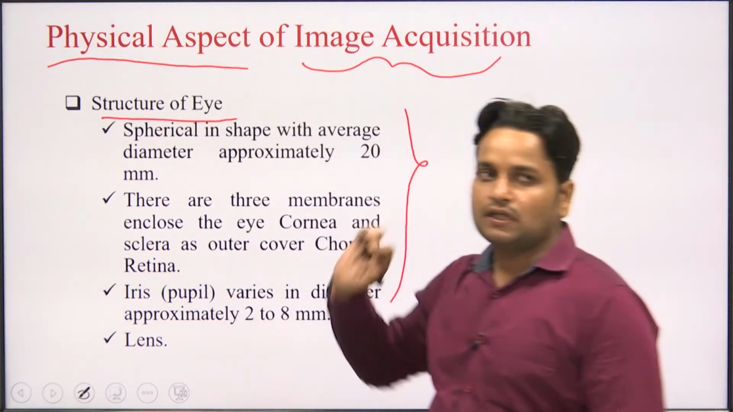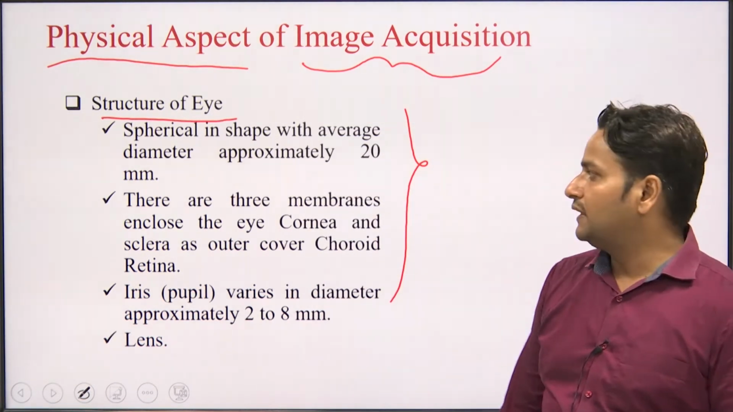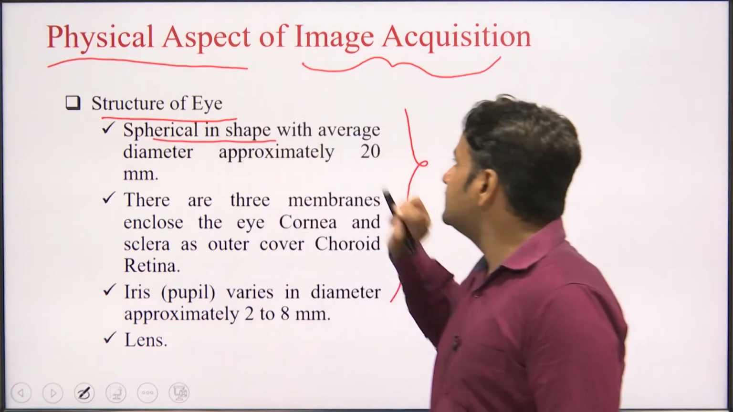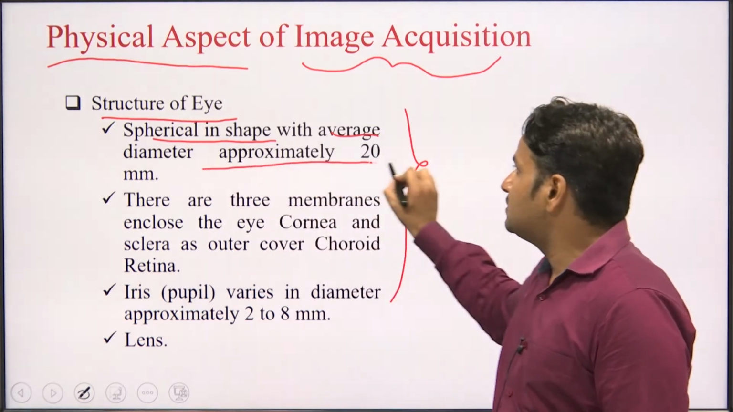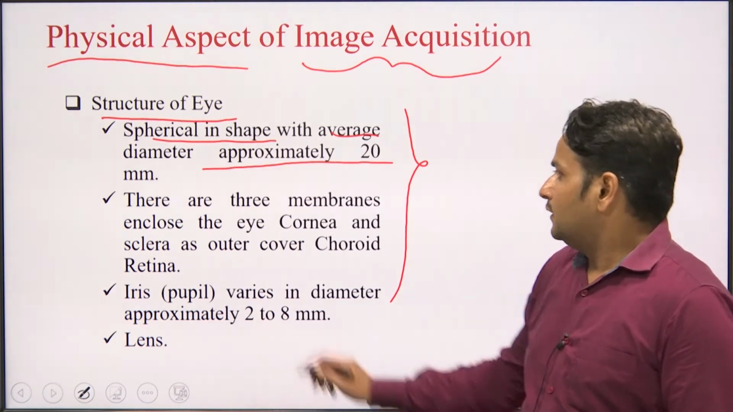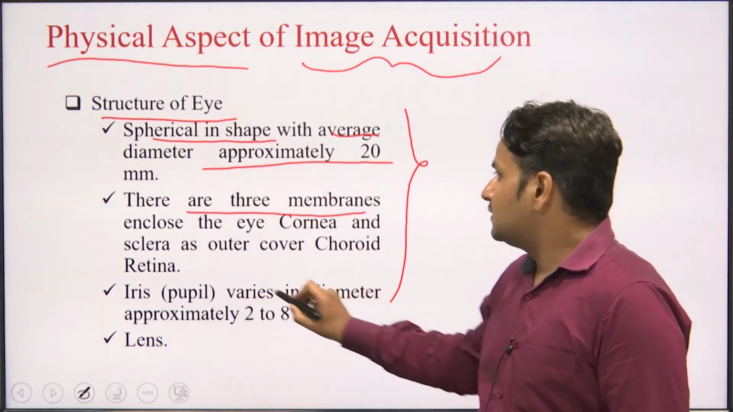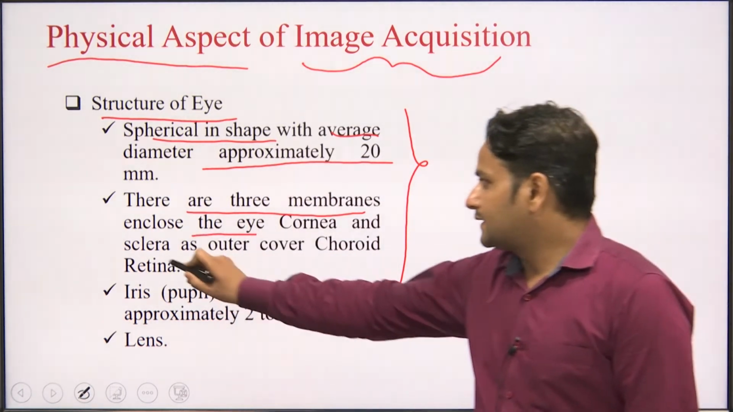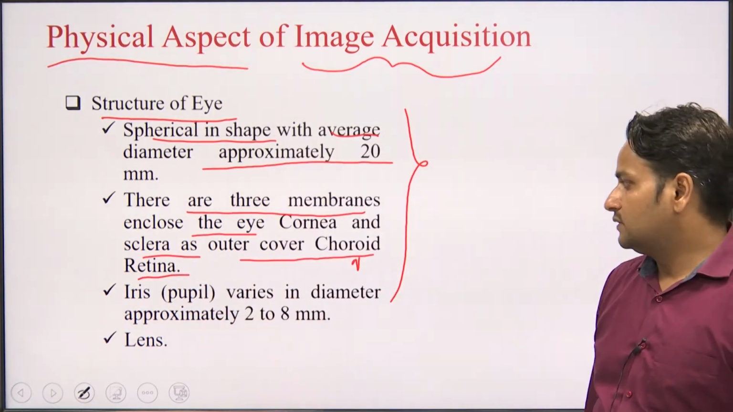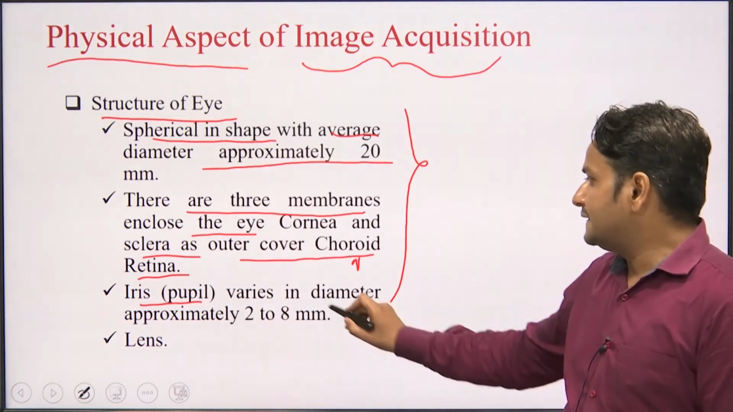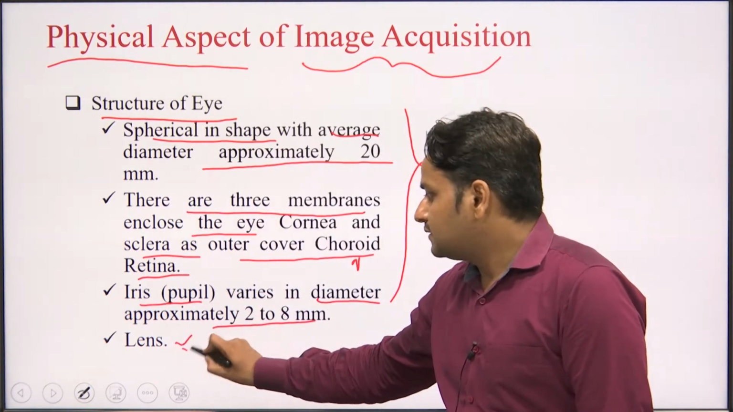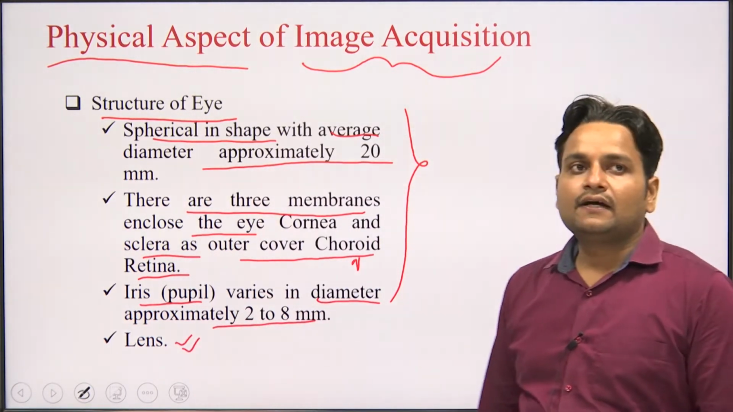If we talk about the structure of the eye, some part we have also completed in the previous lecture on the human eye. So, the human eye is spherical in shape with an average diameter of approximately 20 millimeter, and there are three membranes that enclose the eye: cornea and sclera as the outer cover, choroid and retina as the inner portion. The iris or pupil varies in diameter approximately 2 to 8 millimeter, and last but not least, there is the lens which is present in a human eye.